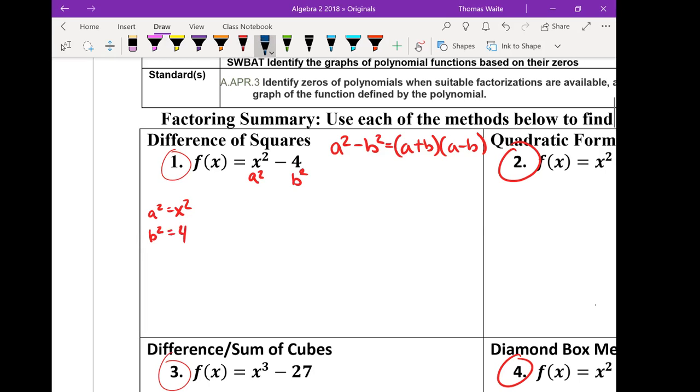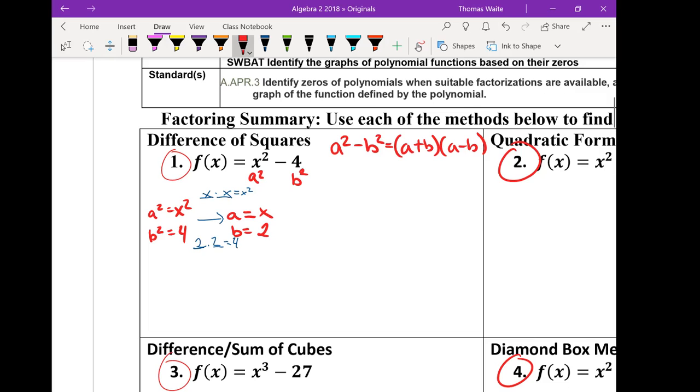And this is really just asking, well, what times what would give me x squared? So I'm taking a little note. Something times itself gives me x squared. Well, it has to be x times x, so therefore a equals x. And down below, something times itself gives me 4. In other words, what times itself equals 4? Well, that would have to be 2 times 2, so therefore b equals 2.